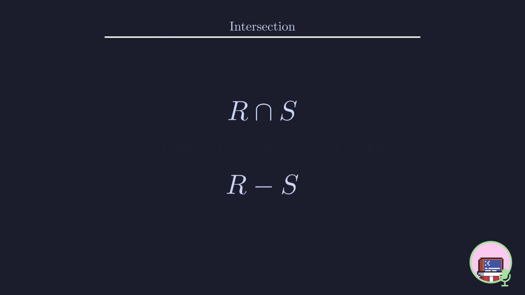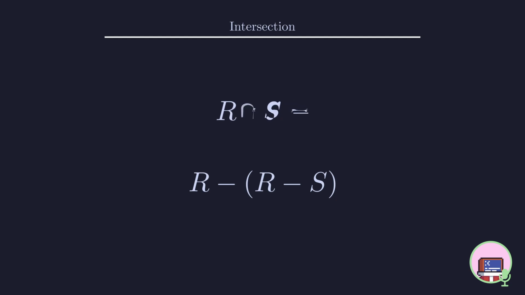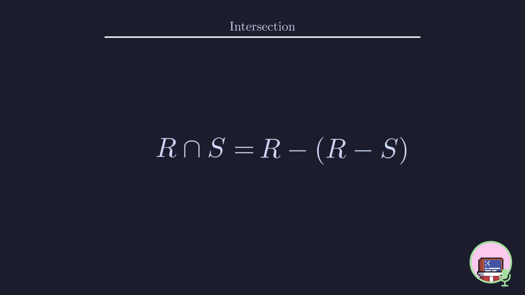Well, you see, if we take the difference of R and S, we get the tuples in R that aren't in S. Subtracting that from R gives us all tuples both in R and S. The intersection is a derived operation because it can simply be defined in terms of the 6 primitive operations defined before, in this case only the difference operation.